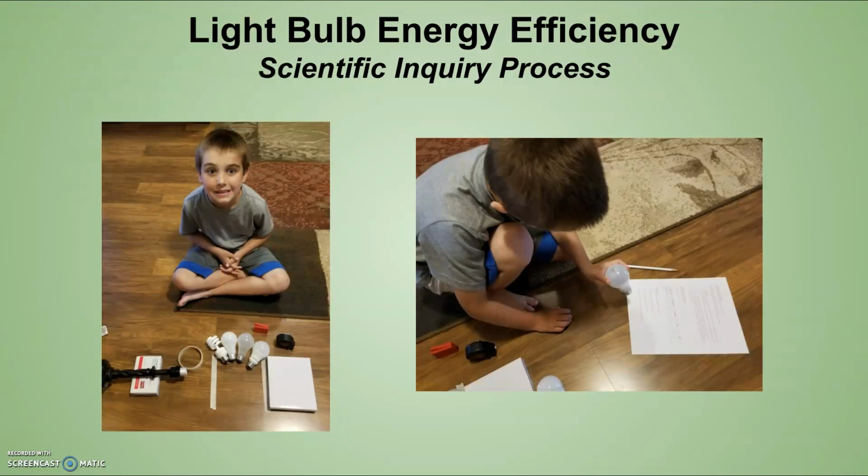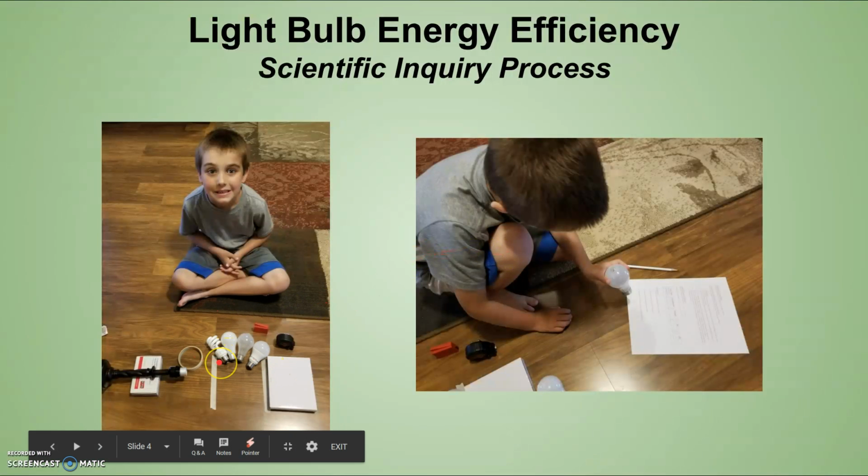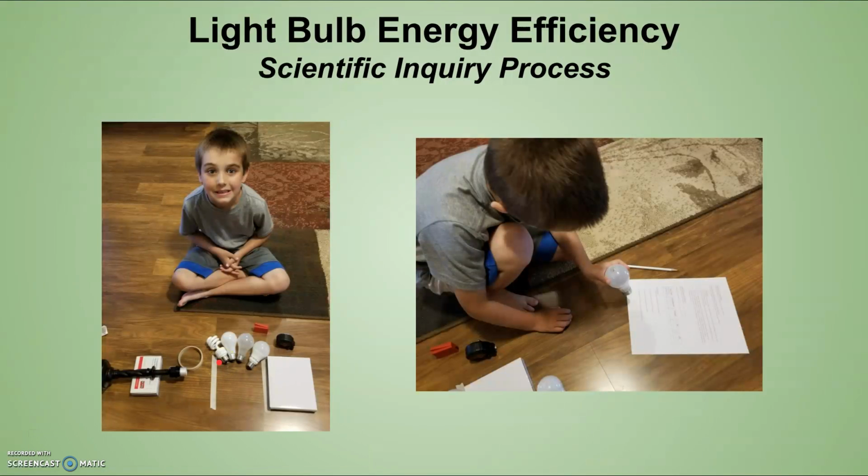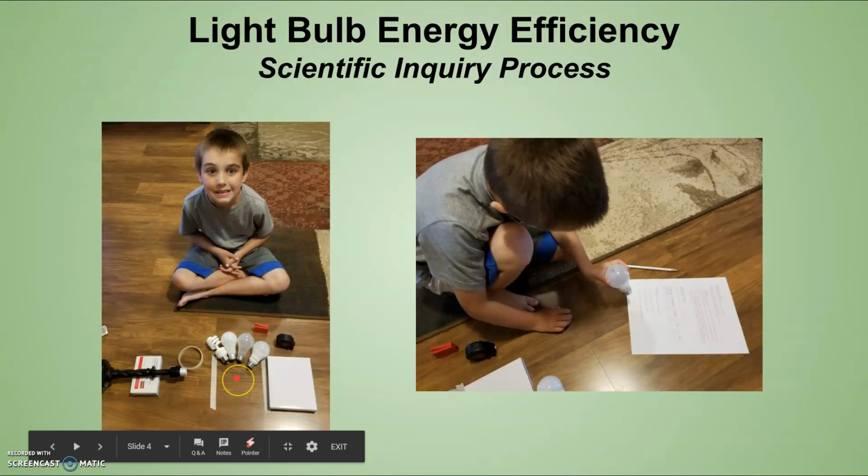And so here's my son. I had him help me with the project. On the left here, you can see him with our materials, our 4 different types of bulbs: an incandescent bulb, a halogen bulb, an LED bulb, and a compact fluorescent bulb. On the right, he is recording some data.